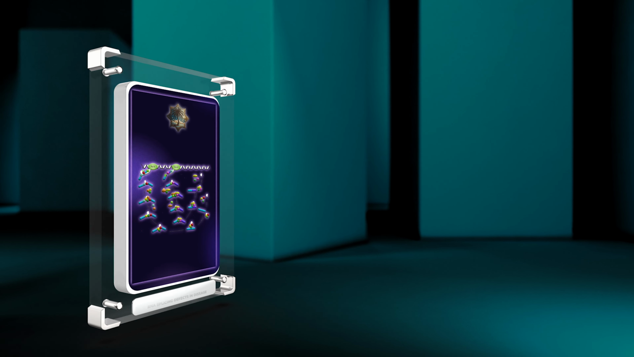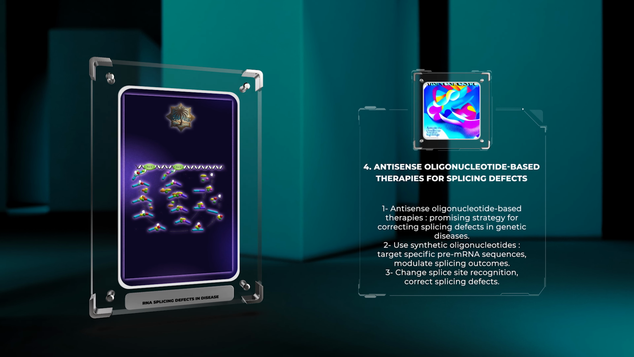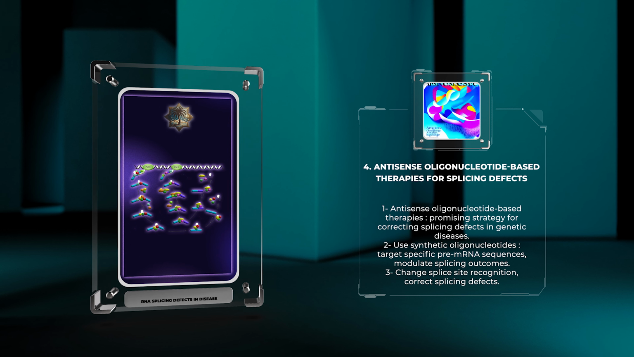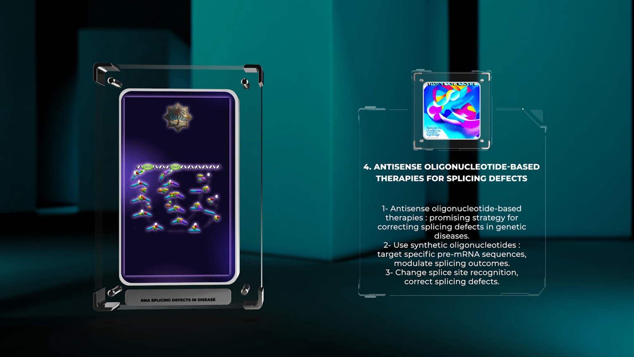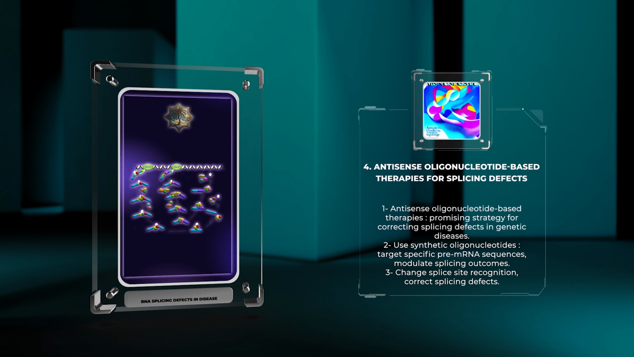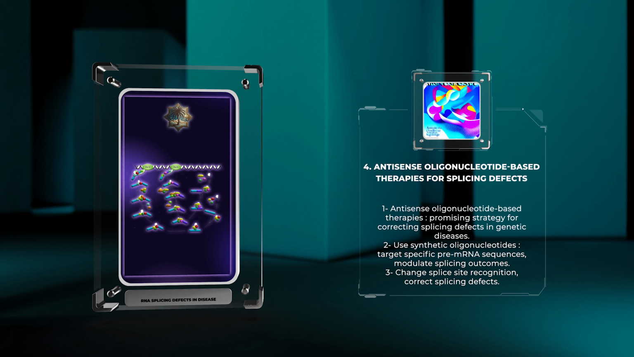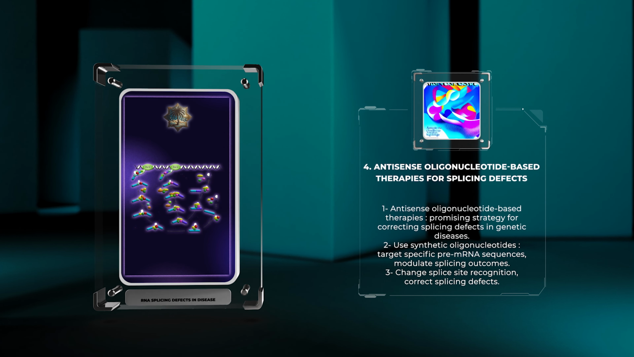Antisense oligonucleotide-based therapies have emerged as a promising strategy for correcting splicing defects in genetic diseases. These therapies use synthetic oligonucleotides to target specific pre-mRNA sequences and modulate splicing outcomes. By binding to the pre-mRNA, antisense oligonucleotides can change splice site recognition and correct splicing defects.